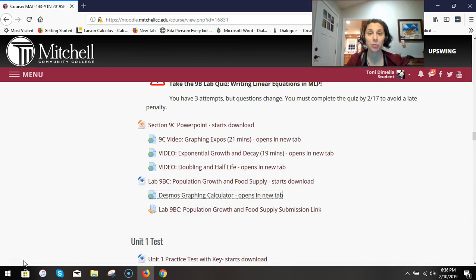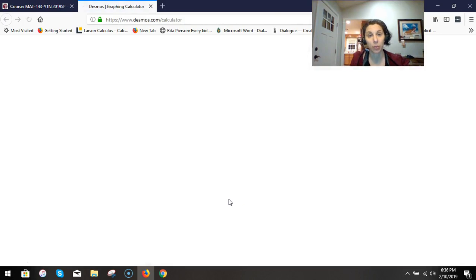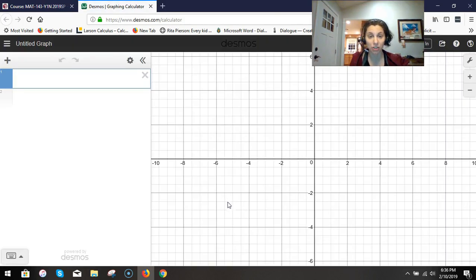There is a link in Moodle underneath the lab in chapters 8 and 9 section, but if you don't want to log in, you can just Google Desmos graphing calculator. It will pop up right away. If you click on the link inside of Moodle, it's going to open up in a new tab or a new page, and it just goes right to the screen. And it is very, very easy to use.